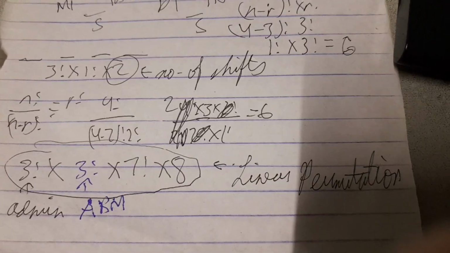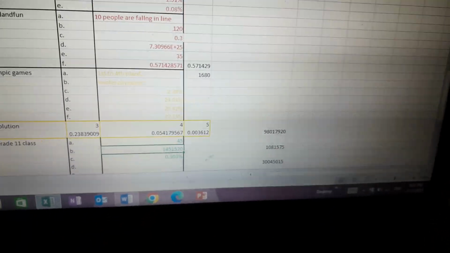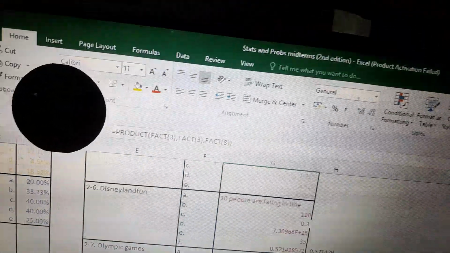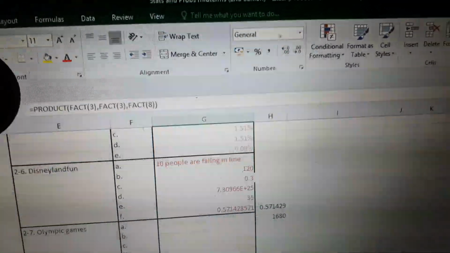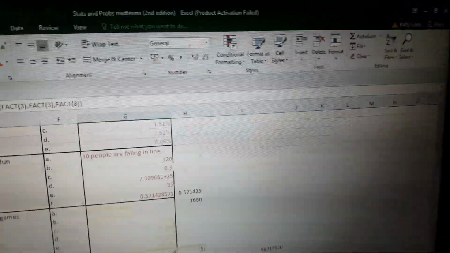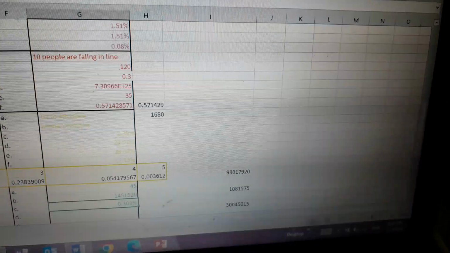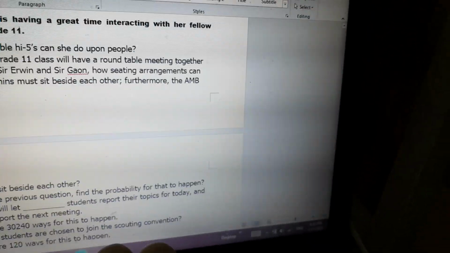Tapos the letter C, based on the previous question, find the probability for that to happen. So you're gonna have to divide it by the number of ways. So yun, di ba? Yes. So that's my solution. The factorial of 3 times factorial of 8 times 7 factorial times 8. And then from there, we divide by that 30 minus 1 factorial. So tama, and that's supposed to be our answer. So now let's go to the rest to finish the problems.